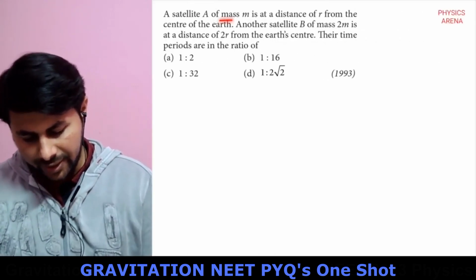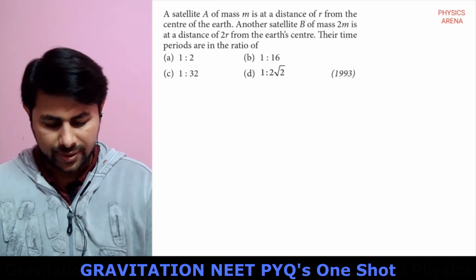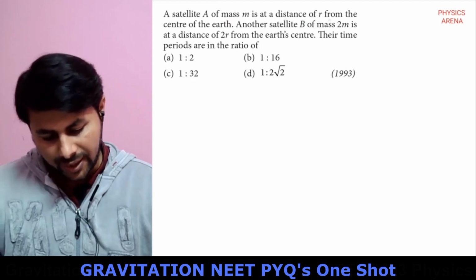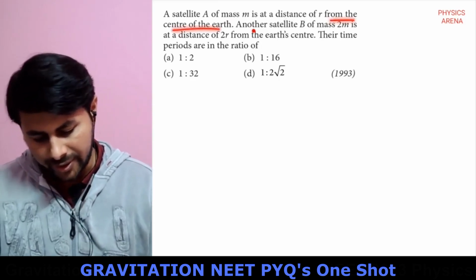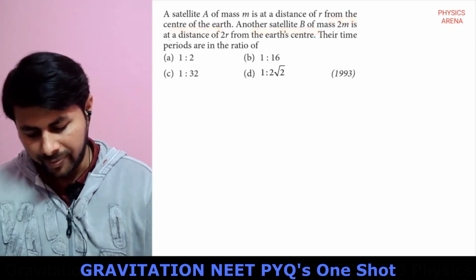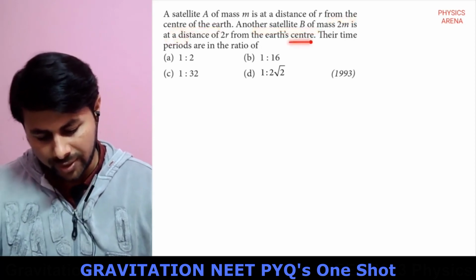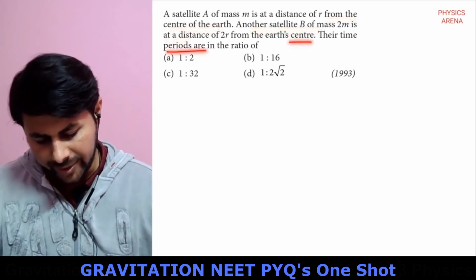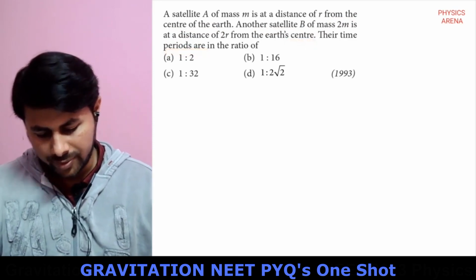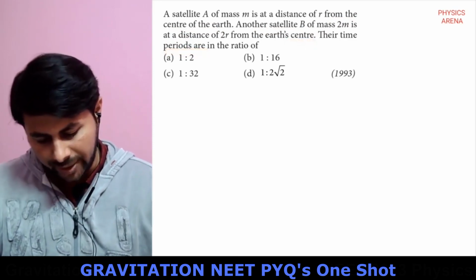A satellite A of mass m is at a distance r from the center of Earth. Another satellite B of mass 2m is at distance 2r from Earth's center. Their time periods are in the ratio of? Okay, so what are the ratios of time periods?